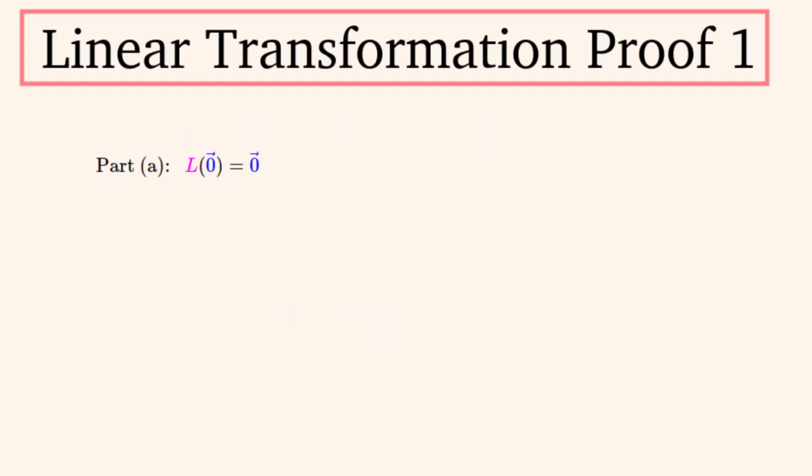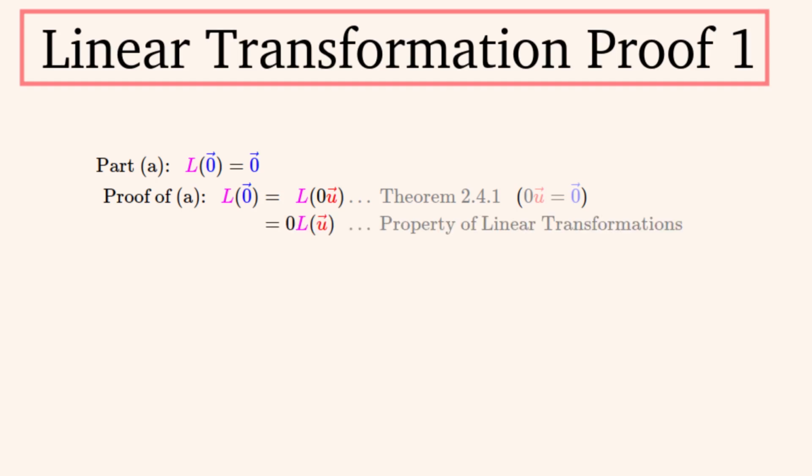So now to start proving part A of this theorem. We'll use an earlier vector space theorem to manipulate the expression inside the brackets. U can be any vector in the vector space, but it's best to use a non-zero vector. We can use the definition of linear transformations to move the zero outside of the linear transformation function. Then, because this linear transformation applied to a vector is itself a vector, we can then apply this theorem to make this expression into the zero vector, which completes part A of this theorem.